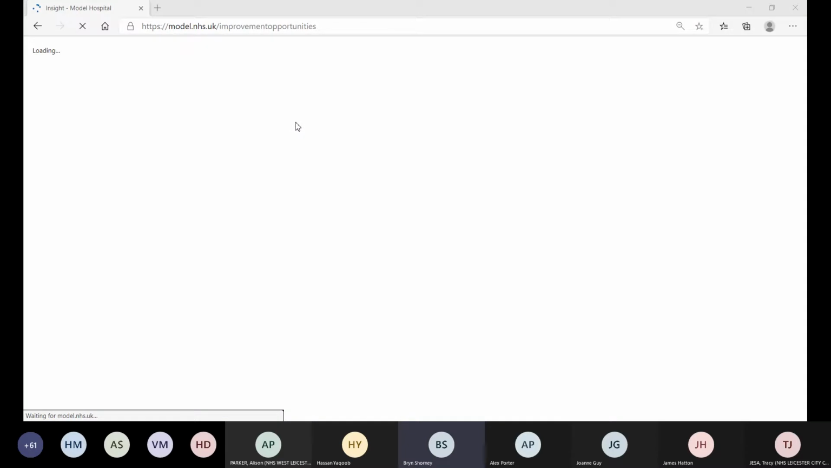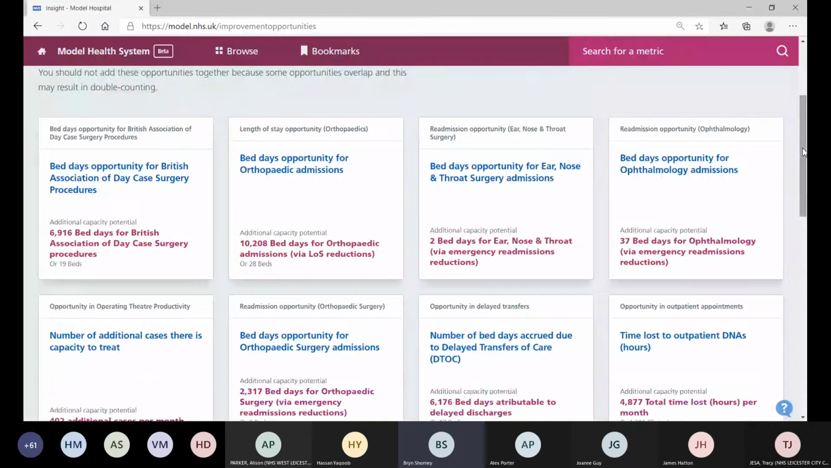There we go. So you can see a number of tiles for the different opportunities. We've got a range of different opportunities: day case rates, length of stay, readmission rates, outpatient attendances and did not attend. From next week, we'll also be adding in some Rightcare population health tiles as well, which will look at admission rates on a population basis and looking at that variation to demographic peers.